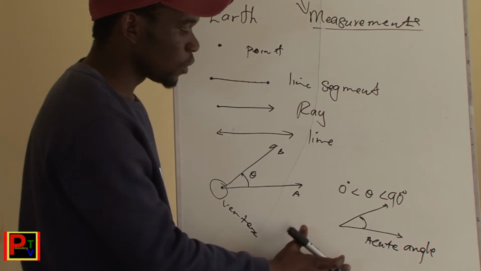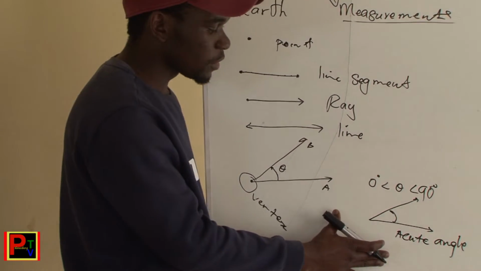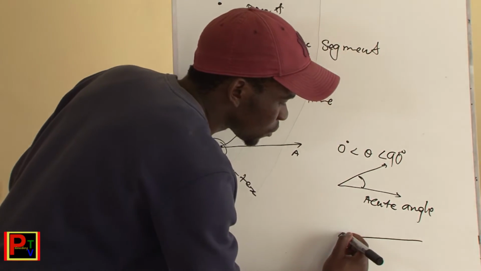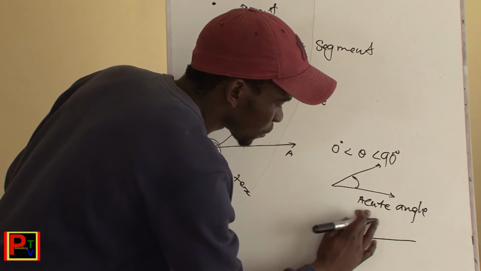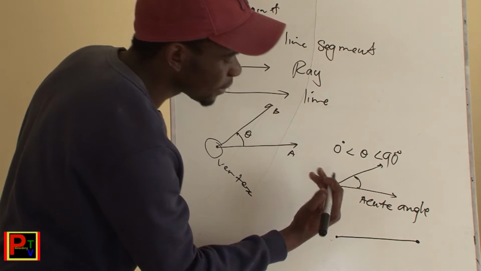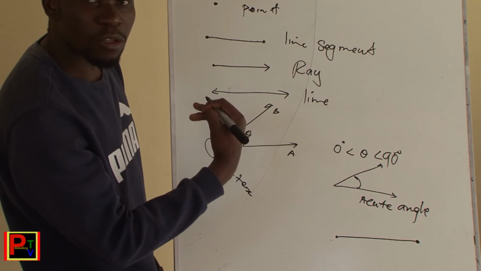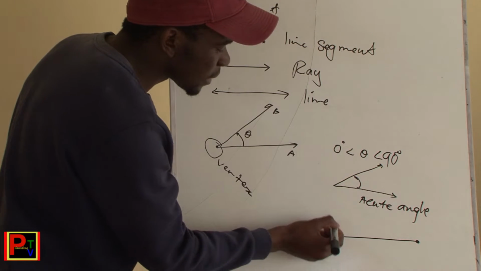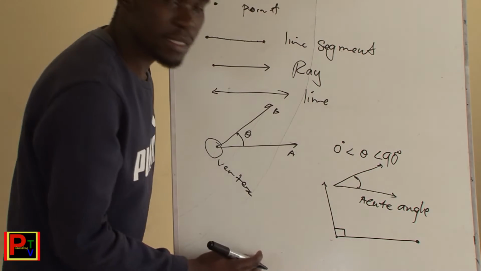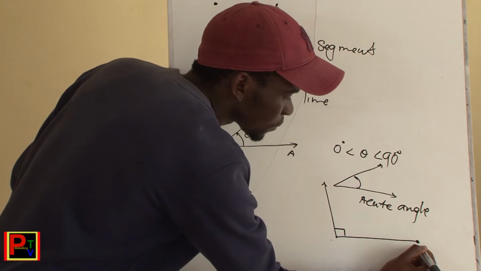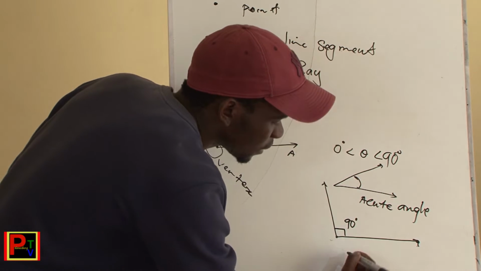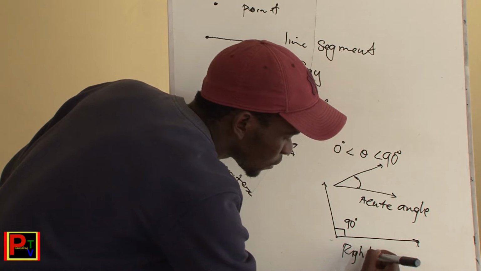Now, we also have a way of representing this, whereby if we extend this line in the anti-clockwise direction, what you realize is that they will form another angle, and this angle will be 90 degrees. Now, this is a right angle.